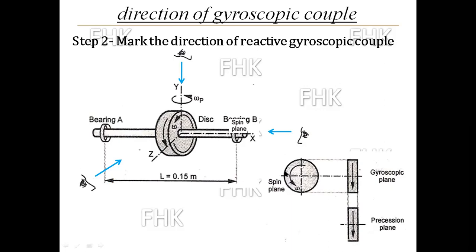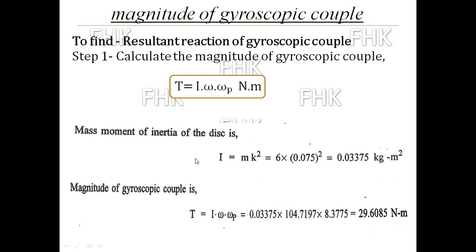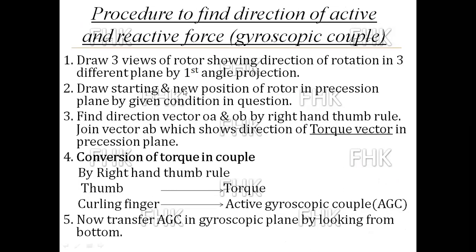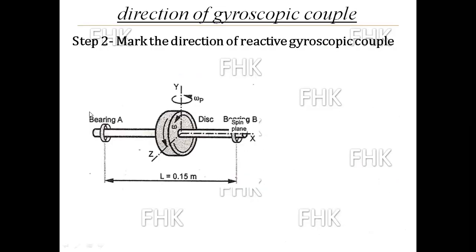Left hand side view, right hand side view will become the spin plane. The precession you can see in top plane, top view. So top will become the precession plane, and the third mutually perpendicular plane will become the gyroscopic plane. In this plane, we can see the active and reactive couple. This is the first step. Second step, draw the starting and new position of the rotor in precession plane.